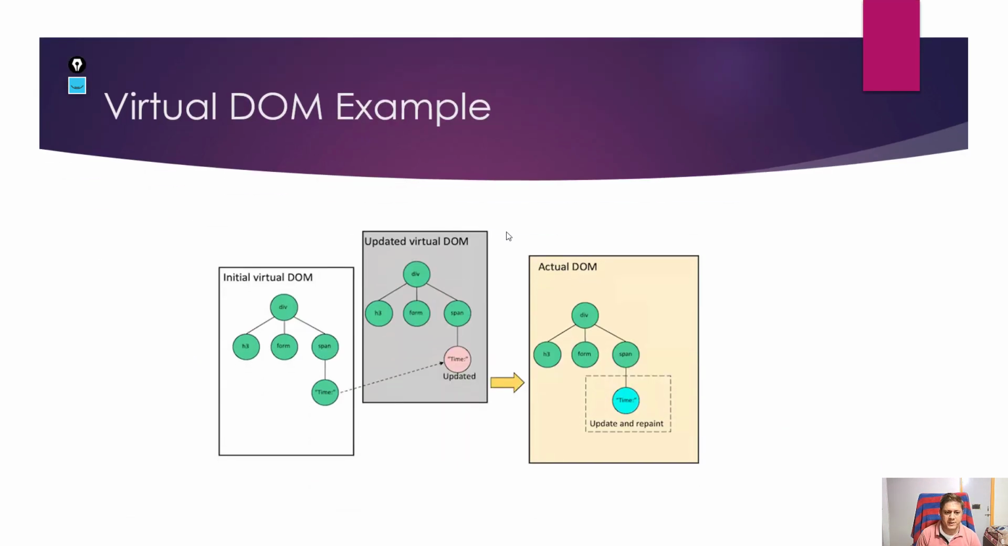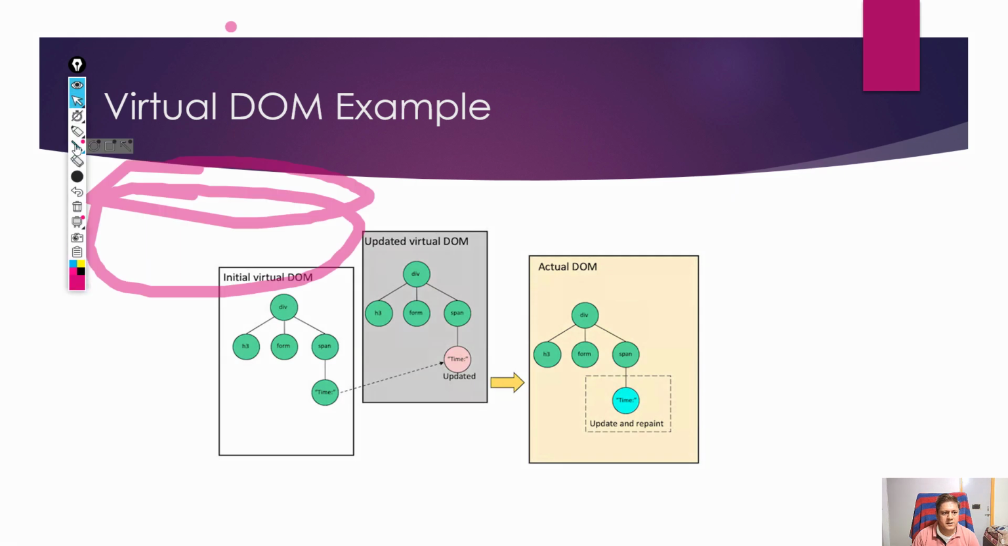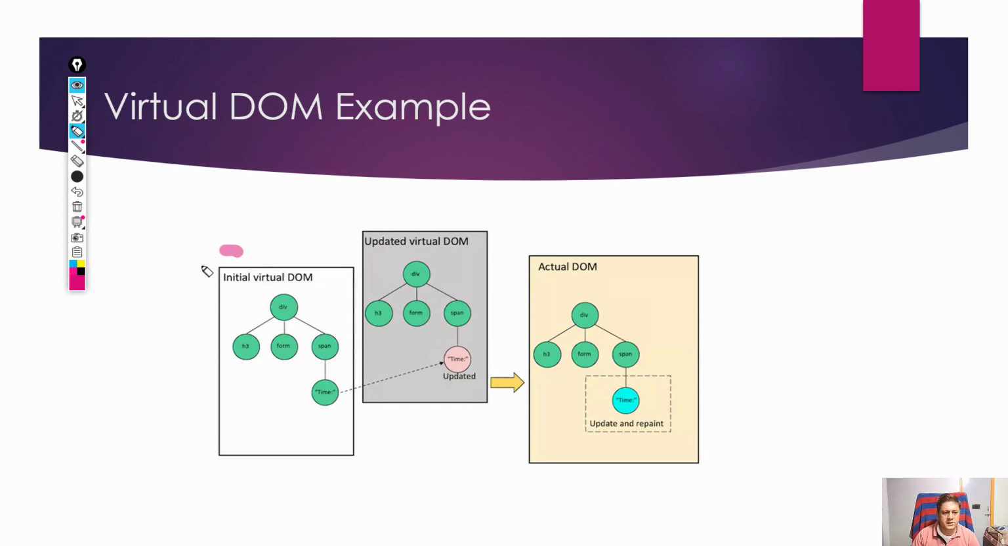So this is the example. This is the initial virtual DOM, the initial way. Let's say there is a div, then h3, the form, span, and something.